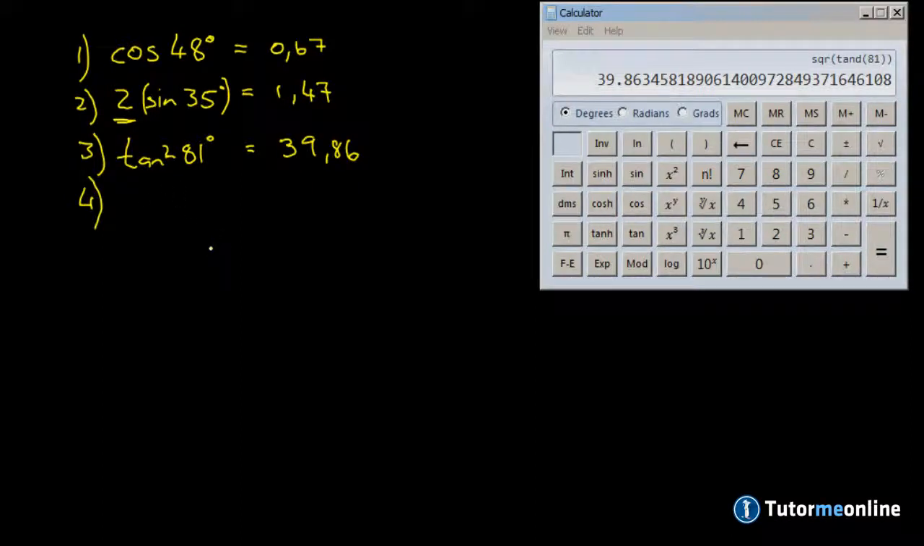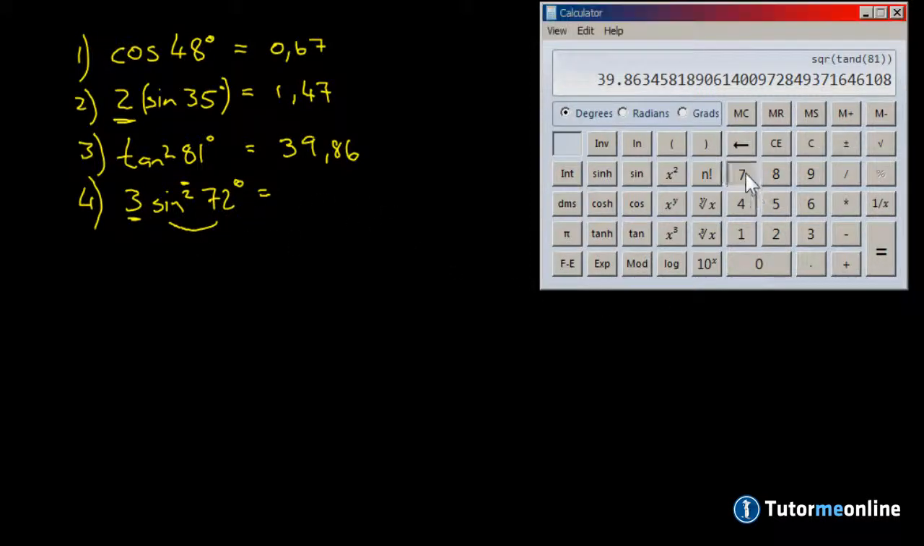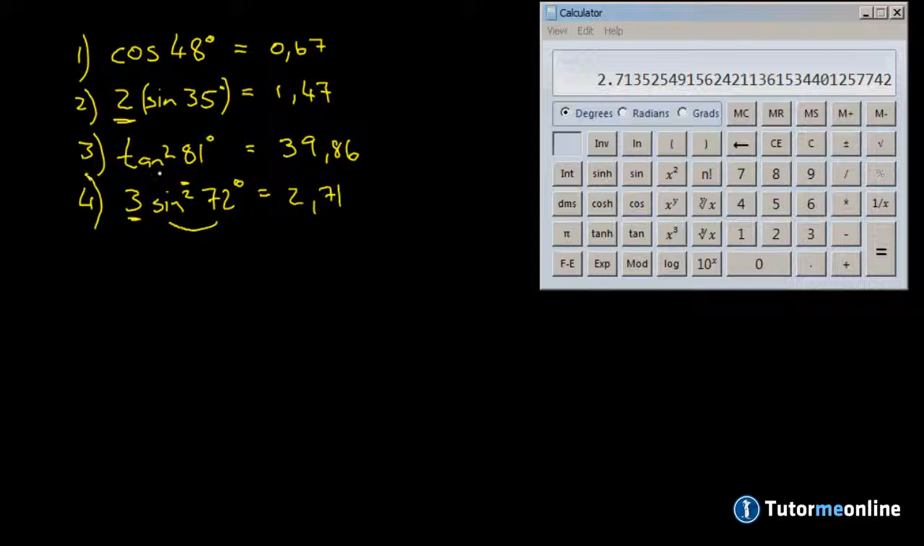I think let's just do one more. Let's say 3 sine squared of 72 degrees. Once again, to make this a little bit easier, we need to break it down. Firstly, we're going to get the sine of 72. Then we are going to get the square of that answer, and then we will multiply by 3. So let's do that. The sine of 72. Then we need to square that answer, and then multiply that by 3. That gives us the answer of 2.71.